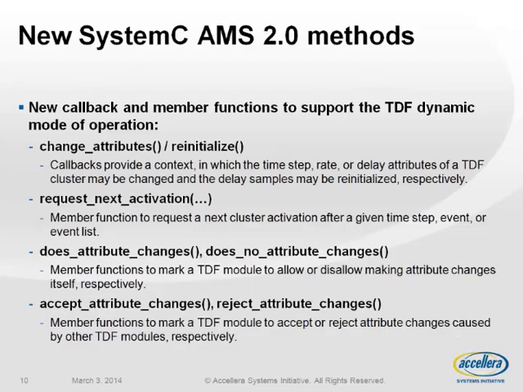Here is a summary of these new member functions which have been added in SystemC AMS. You have the change attributes and reinitialize callbacks, which are basically the equivalents to the already existing set attributes and initialize callbacks. But these new callbacks are called during the simulation of the model.